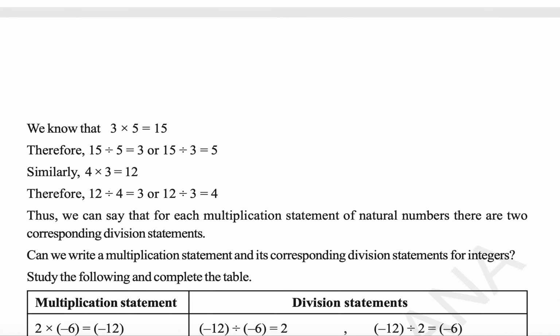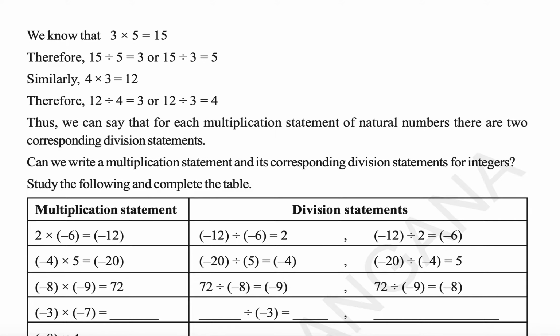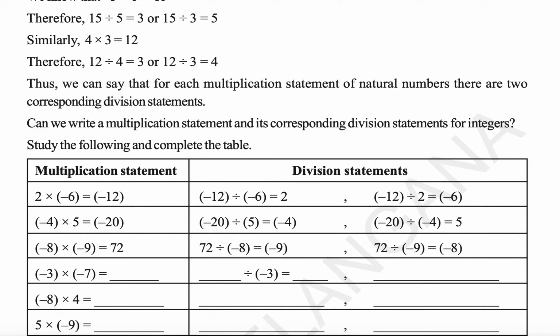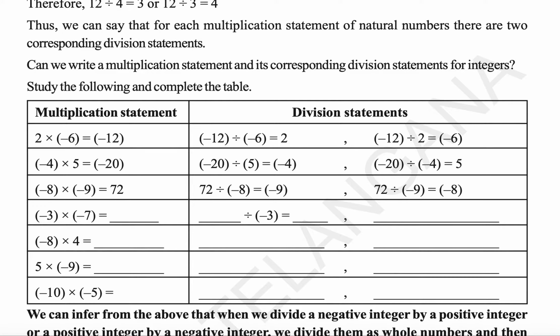We know that 3 into 5 is 15, 15 by 5 is 3, 15 by 3 is 5. 4 into 3 is 12, that means 12 by 4 is 3, 12 by 3 is 4. Thus we can say for each multiplication statement of natural numbers, there are two corresponding division statements. Can we write a multiplication statement and its corresponding division statement for integers?